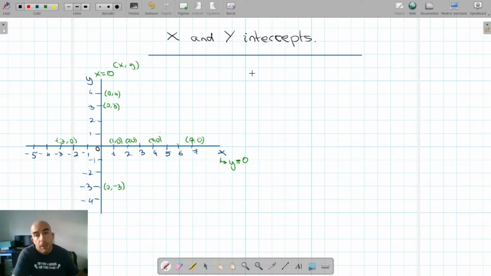So let's look at some examples. Imagine we have a straight line, y equals mx plus c, so for example, y equals 5x minus 3. We want to find the x and y intercepts. And remember that the x-intercepts are also called the roots of a function.